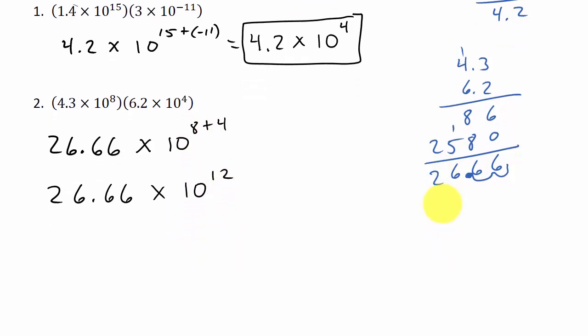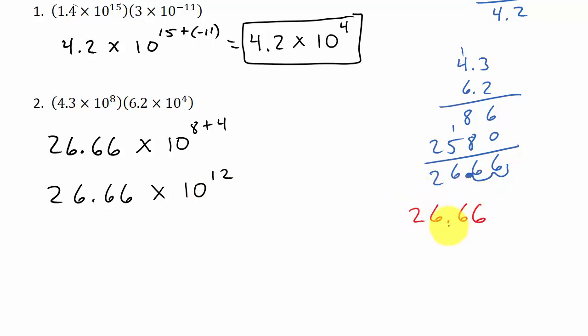Now this is not in scientific notation, because remember, the decimal has to be to the right of the first digit, and the 2 is the first digit. So what do we need to do? Just pretend like this part here is not even there. Pretend like you've just got 26.66, and you want to convert this to scientific notation.